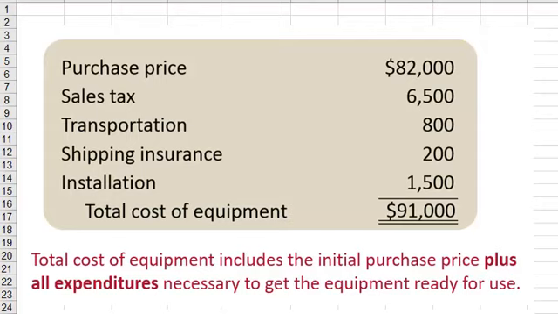We are covering our chapter on fixed assets. Other names for fixed assets you might hear in the business world are PP&E, which stands for property, plant, and equipment, and also long-term assets. These are assets that we plan to keep for more than a year.